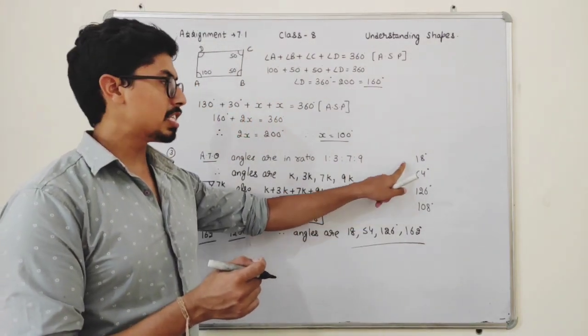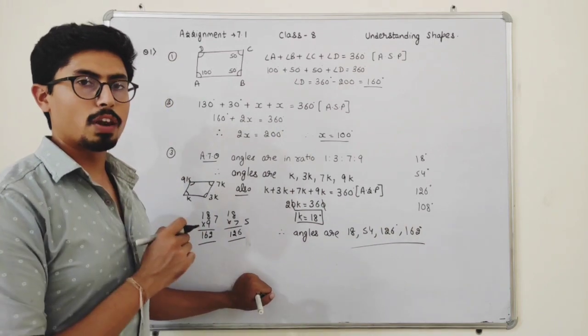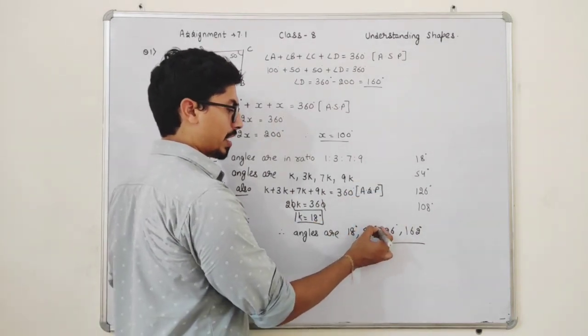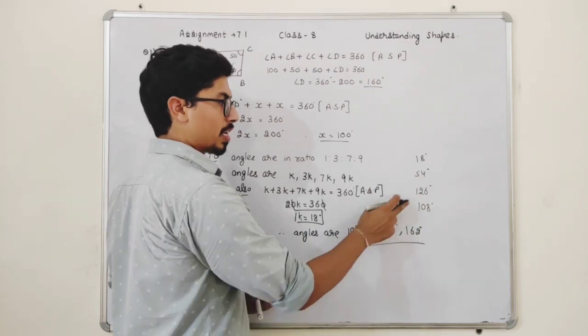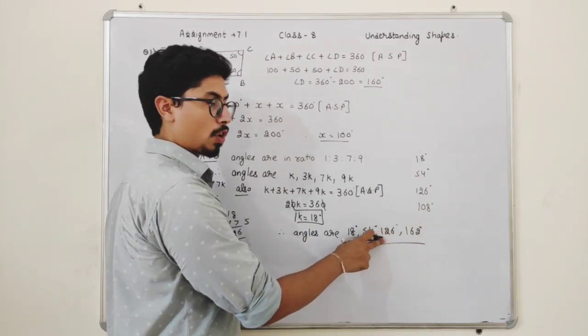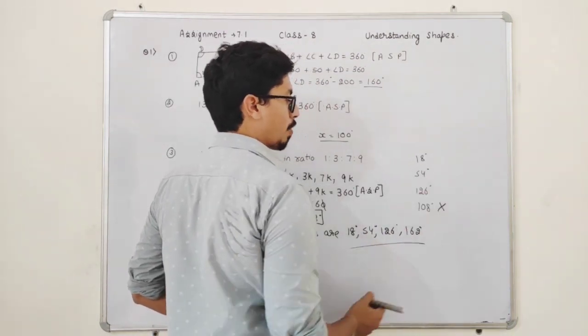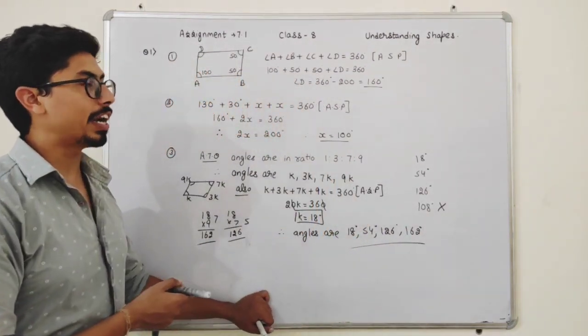I have to find out which among these four options is not an angle of the quadrilateral. See, 18, yes, 18 is an angle of the quadrilateral. 54 is an angle of the quadrilateral. 126 is an angle of the quadrilateral, but 108 is not an angle of the quadrilateral. So D is the right option.